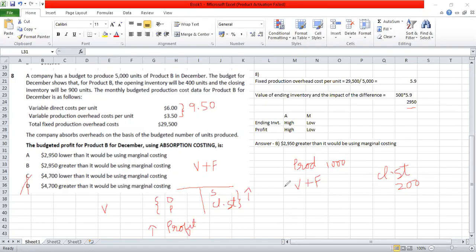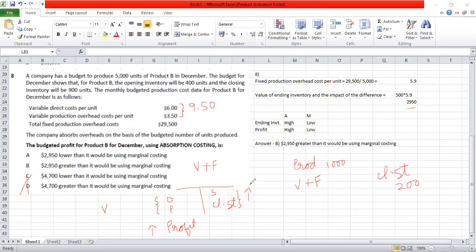So ending inventory value will be less in the case of marginal costing. In the case of absorption costing, ending inventory value will be more because both the variable component and the fixed component will be calculated. Okay. So if the ending inventory is high, the profit also will be high. If the ending inventory is low, the profit also will be low. Because ending inventory is on the credit side.